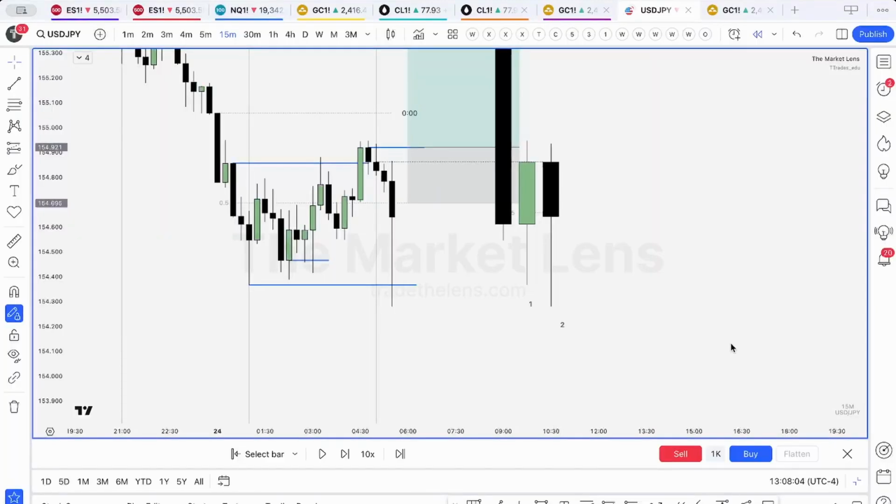Do I execute trades off TradingView? Yes, I do. I use NinjaTrader, which I can use Tradovate with, and then I have the add-on to TradingView. All right.